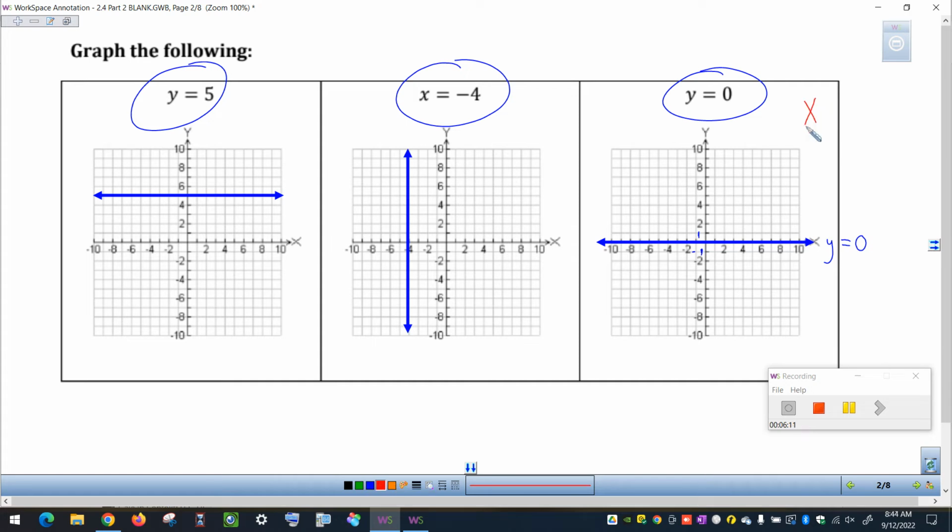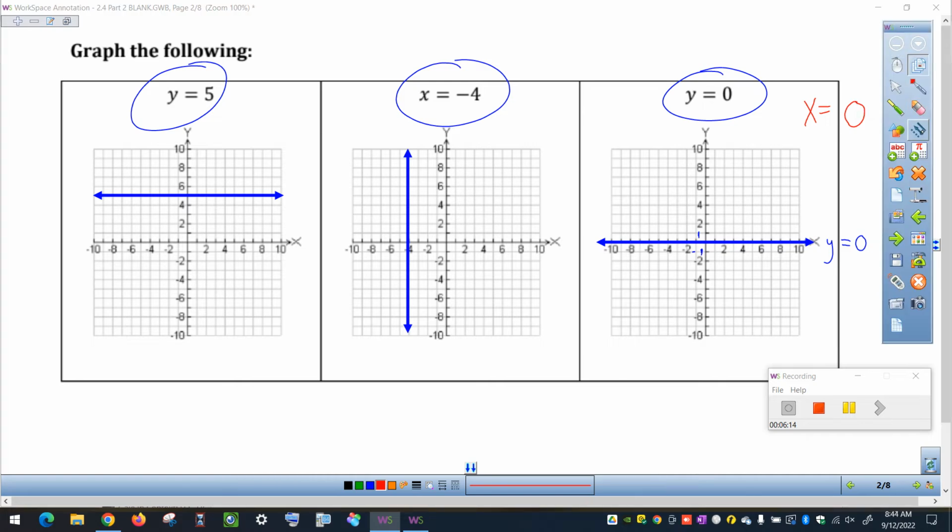And by the way, if we would have reversed this, so let's say that we were wanting to do x equals 0, that's going to be right on top of the y-axis. It has an x equals, so it's going to be vertical. That y-axis position is right where the x value is equal to 0.